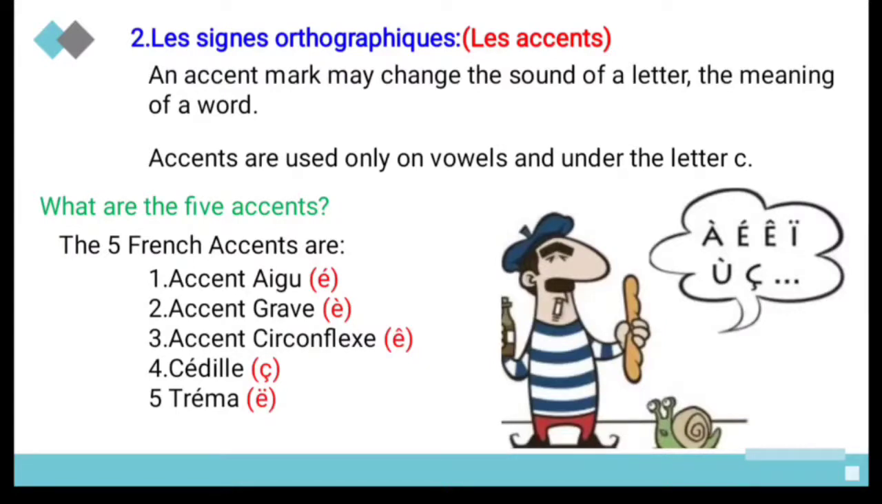And accents are used only on the vowels and under the letter C. What are the vowels? A, E, I, O, U. These five vowels. And the next letter is C. For these letters only, accents are used. And what are the five accents? One is accent aigu. Second, accent grave. And third is accent circonflexe. And fourth is cédille. And fifth is tréma. So these are the important accents in French.